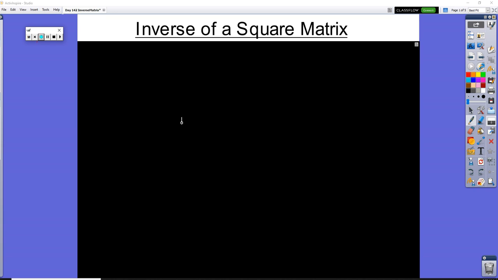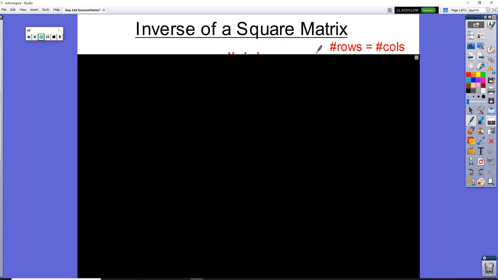In this lesson, we are going to learn about probably the most complicated thing in all of Chapter 8, which is inverses of square matrices. Now, the first thing I want to talk about is this word right here. When somebody's talking about a matrix being square, what that really means is that you're going to have the same number of rows as you have columns.